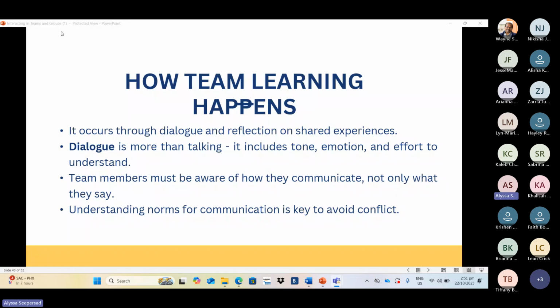So how does team learning happen? It usually occurs through dialogue and reflection on shared experiences. Dialogue is more than talking. It usually includes the tone, emotion, and effort to understand. Team members must be aware of how they communicate, not only what they say. And understanding norms for communication is key to avoid conflict.